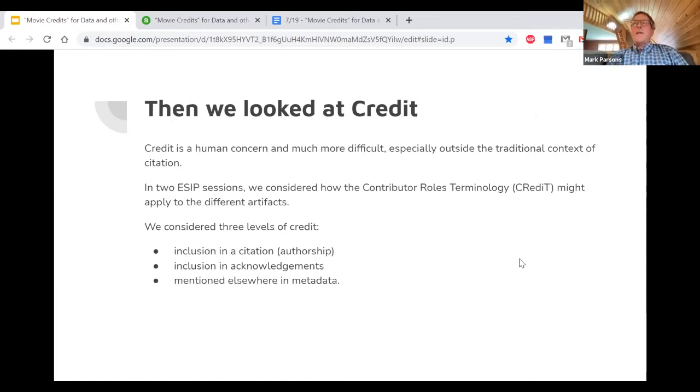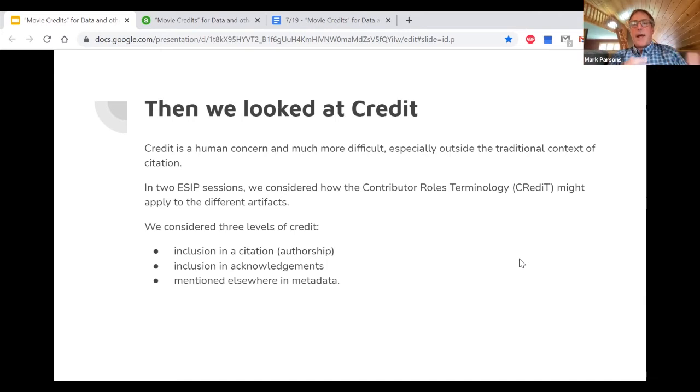So after looking at that reference question, and to a certain degree, the access question, we decided to dig into credit. And credit is a lot harder. We've spent the last 2 ESIP meetings trying to work on credit for the different artifacts. And it's especially important to note with earth science that so many of our artifacts, notably data, but all the other stuff as well, is often used in contexts well outside of scholarly publication. People are using earth science data to do trivial things like save lives.